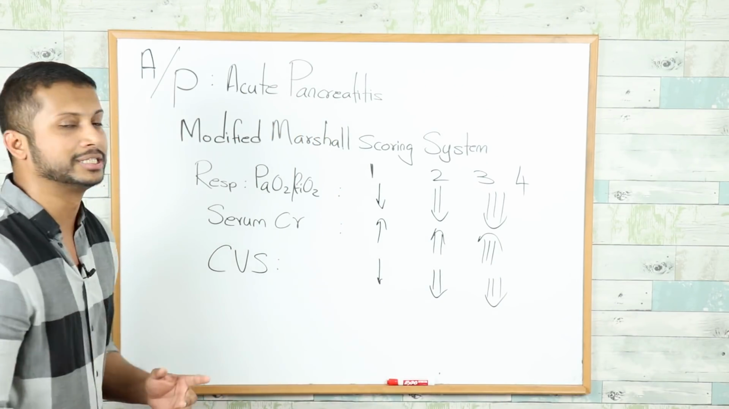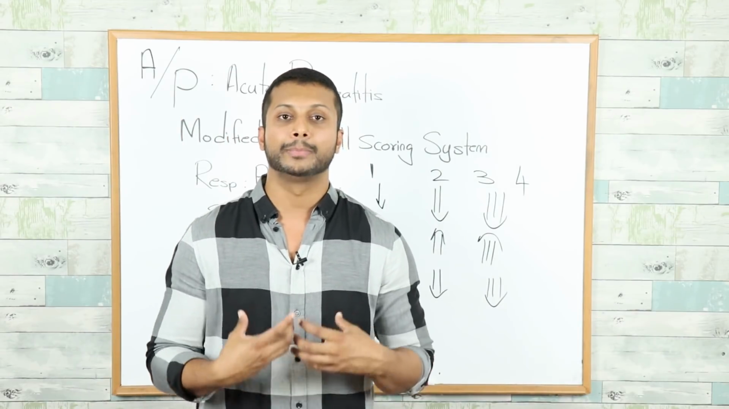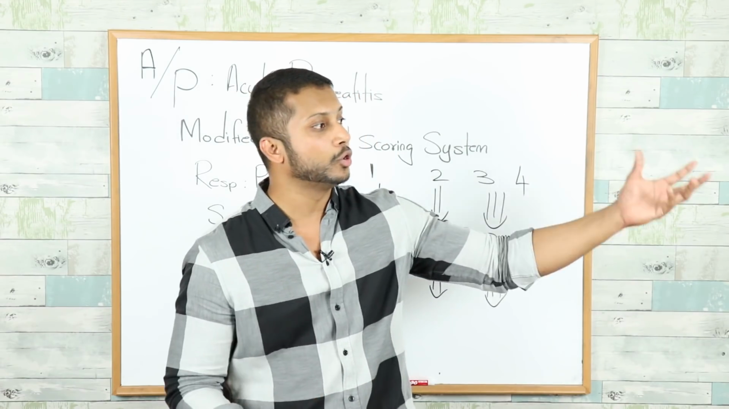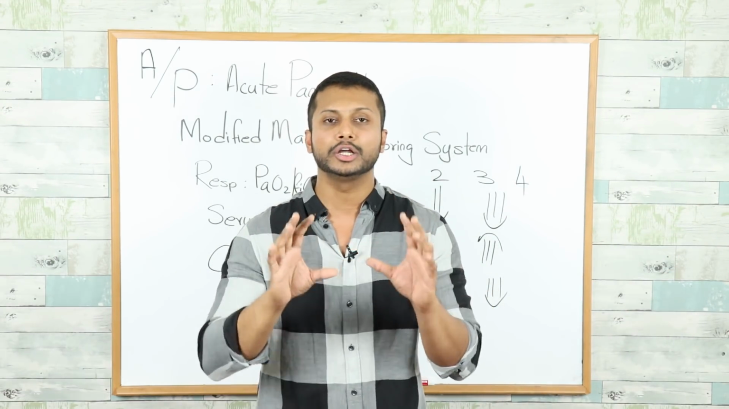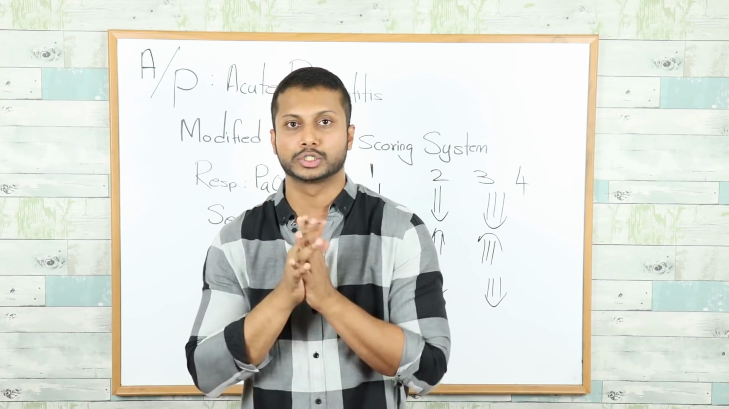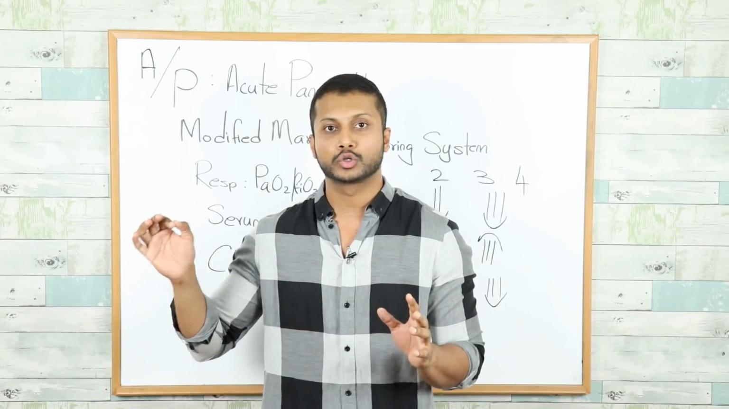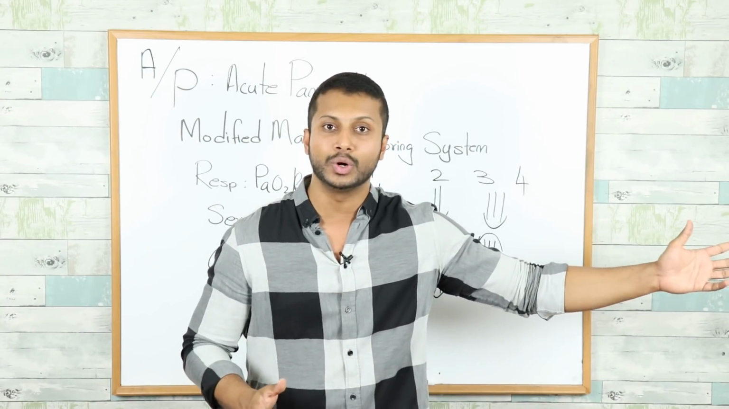Thirdly, you've got cardiovascular. Now, cardiovascular: is the patient hypotensive or not, is the patient responding to fluids, is the patient not responding to fluid, is the patient in overt hypotension requiring pressors, right? So that's it. Basically, you're going to use your Modified Marshall Scoring System and you're going to tell your senior, listen, this person has a score of 2 or more and therefore he has to go to ICU.